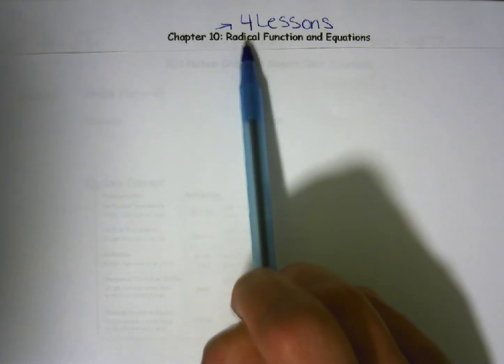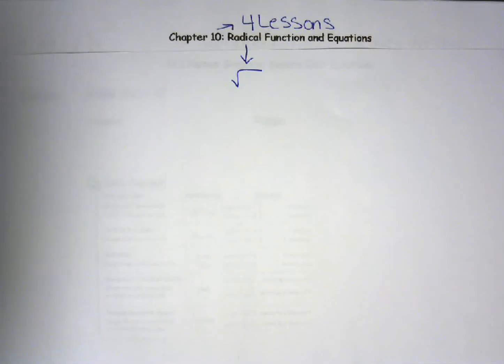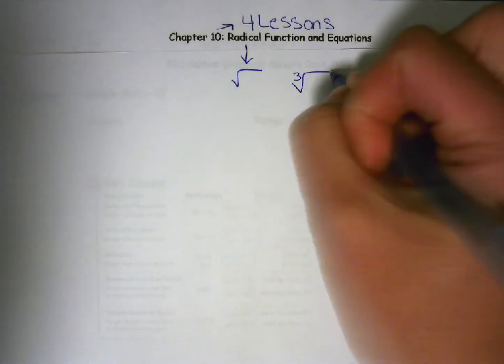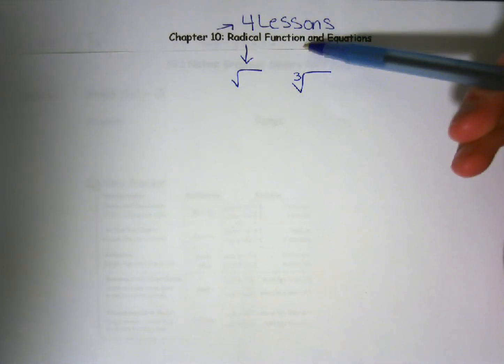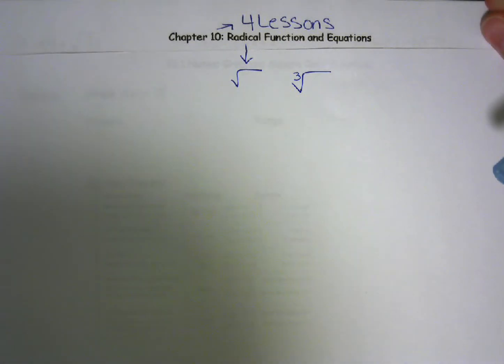Now, chapter 10 is also talking about radicals. So remember what we've seen with a radical. A radical is that square root. So we're going to be looking at square roots and cube roots, but we're going to be looking at a little bit more about what their graph looks like and how we solve some of them. So that's kind of the last piece that they're going to dive into here, okay?